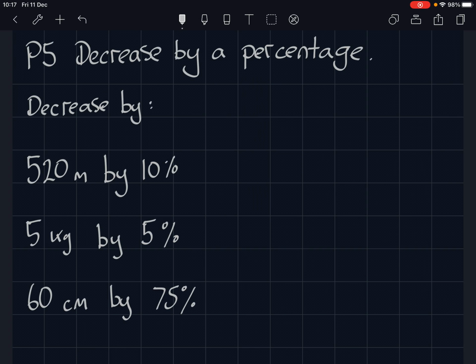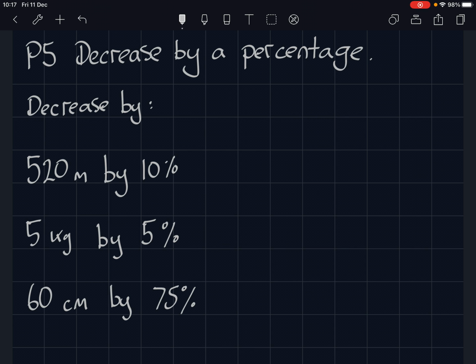This is P5, decreasing by a percentage. So lots of things decrease in value. If you buy a car, it will depreciate and decrease in value over the years. So a very common thing that happens. Also your wages, when you get paid, you have to pay tax. So your wages will go down by that percentage.